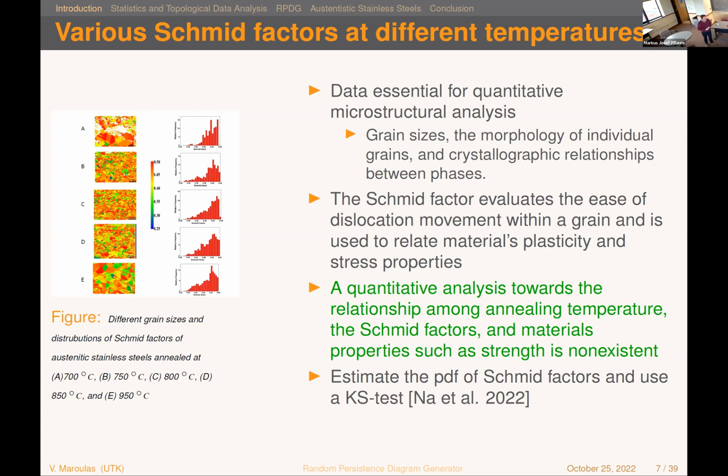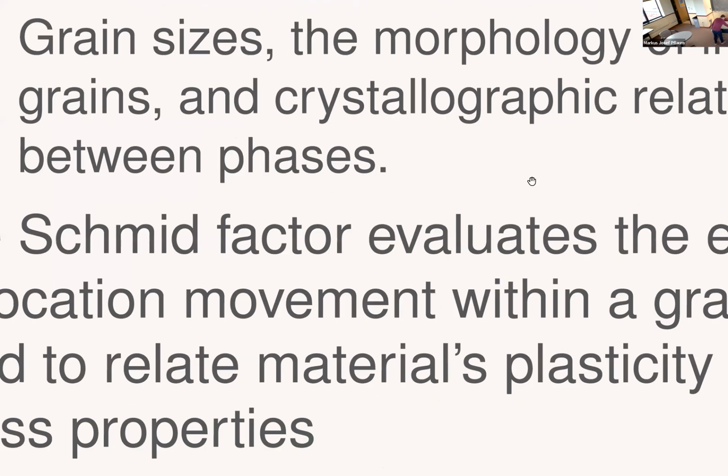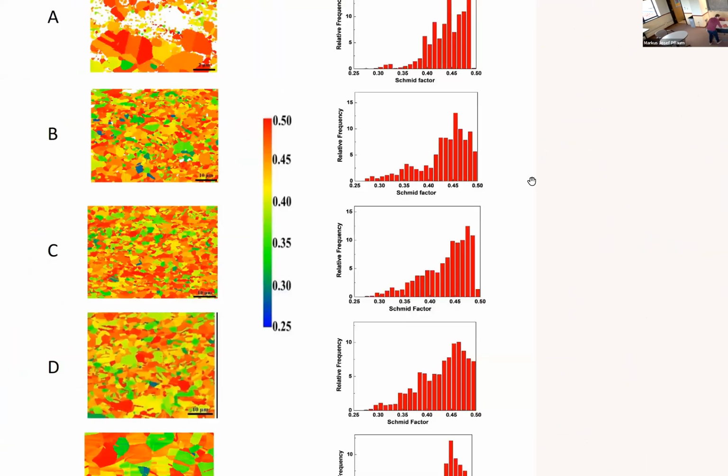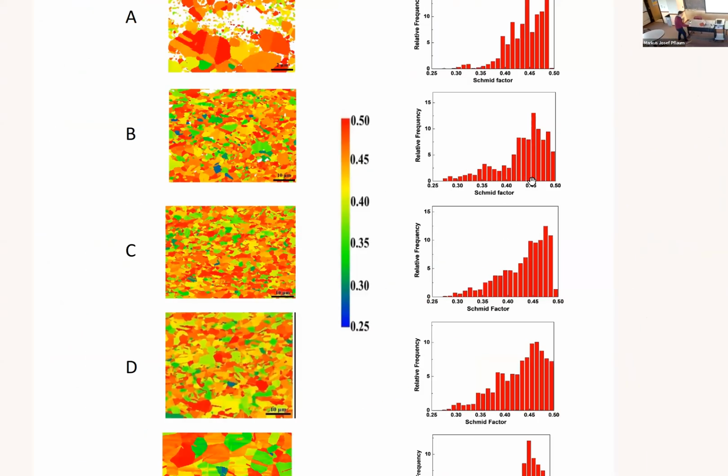What are the graphs? Like, what are the x-axes? It's a little small to read. Oh, I'm sorry. Okay, that was too big. Just look at A, B, C, D, and E.